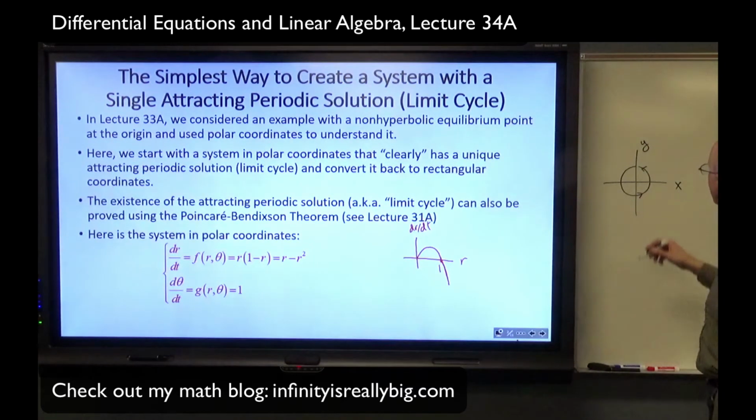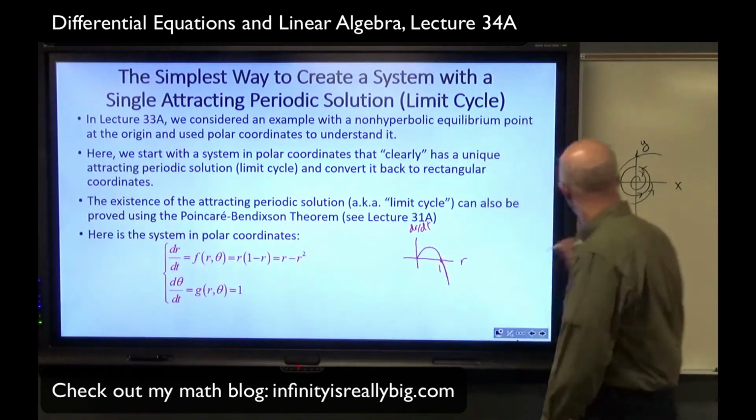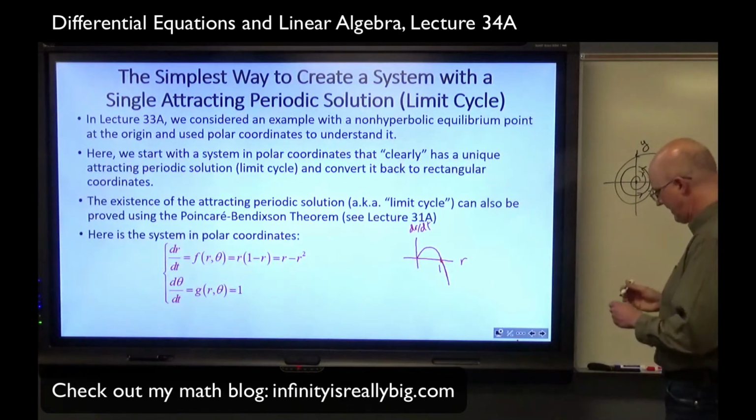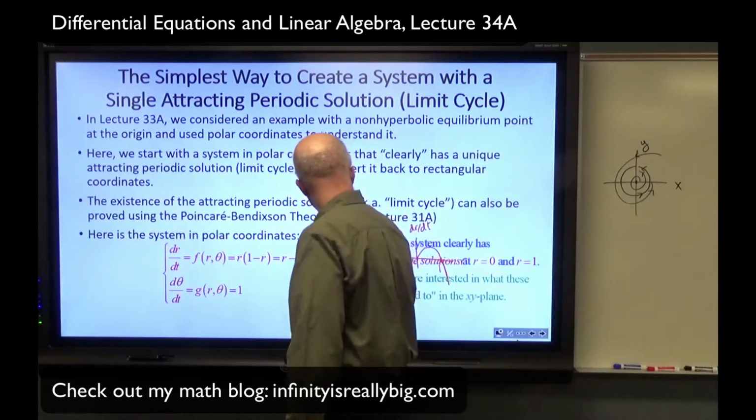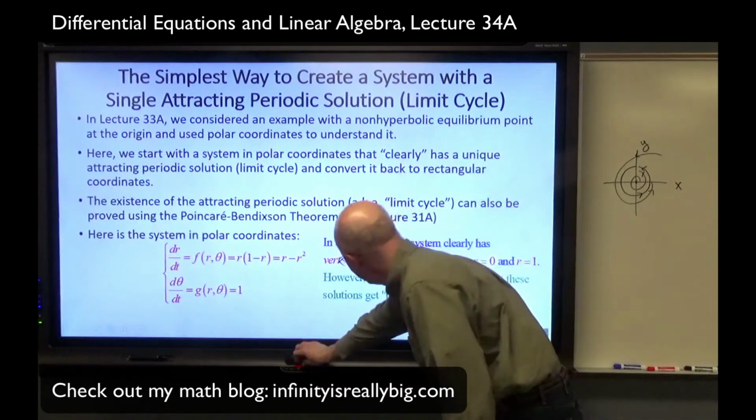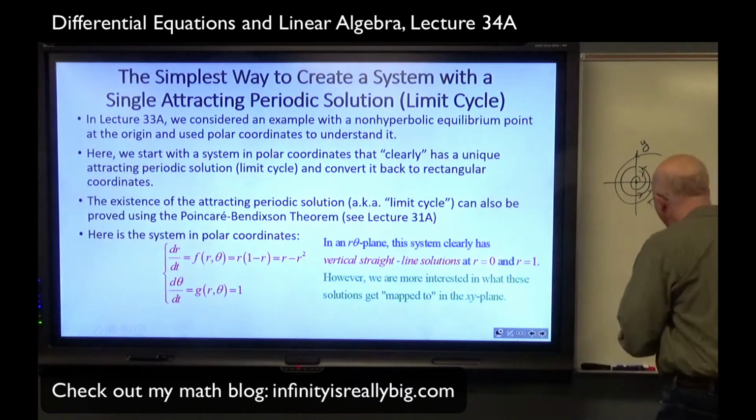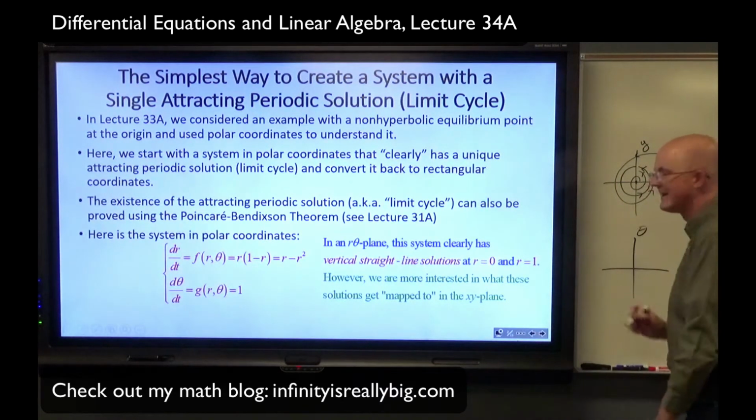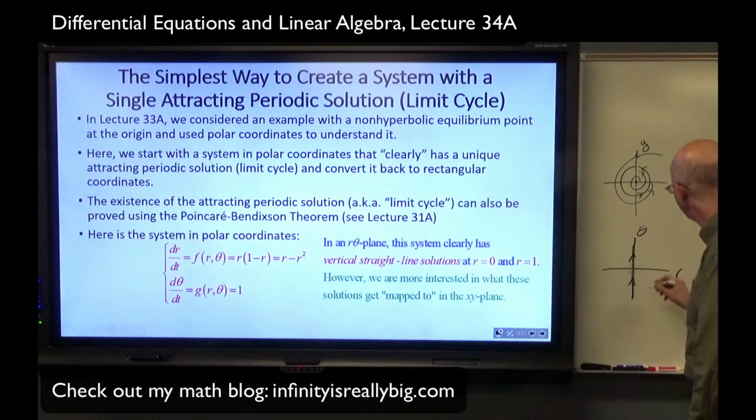Again, theta is increasing over time. Solutions are going to approach it from either side. It's going to be an attracting periodic solution, a limit cycle. What about at the origin? When r is 0, you're at the origin, dr/dt is 0. There's actually an equilibrium point at the origin. So that's what it would look like in the xy plane. You actually can think about this in an r theta plane, if you wanted to. In the r theta plane, where r and theta are your rectangular coordinates, this would have vertical straight line solutions at r equals 0 and at r equals 1.